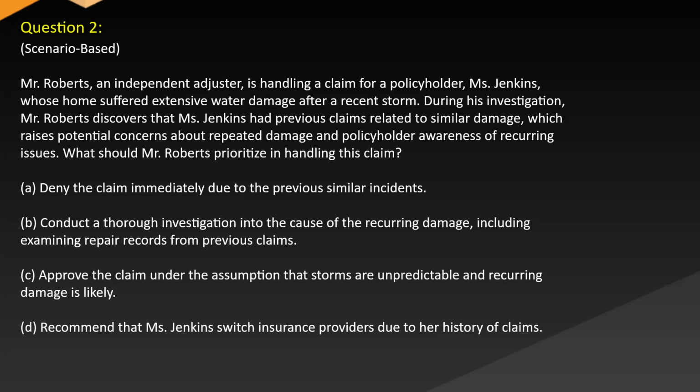A. Deny the claim immediately due to the previous similar incidents. B. Conduct a thorough investigation into the cause of the recurring damage, including examining repair records from previous claims. C. Approve the claim under the assumption that storms are unpredictable and recurring damage is likely. D. Recommend that Ms. Jenkins switch insurance providers due to her history of claims.